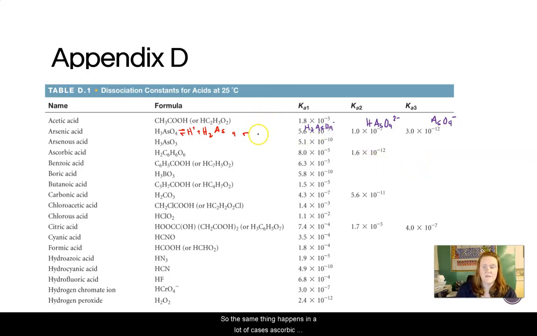So the same thing happens in a lot of cases. Ascorbic acid, for example. Ascorbic acid is common in our food. It's vitamin C. It actually has 2 protons to lose, and you can see that in the way that we draw the structure here, H2A. Okay, so you should familiarize yourself with this appendix. It's very handy when you're doing your homeworks and worksheets.